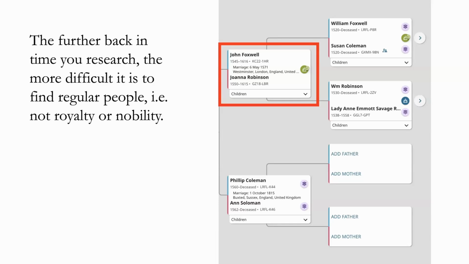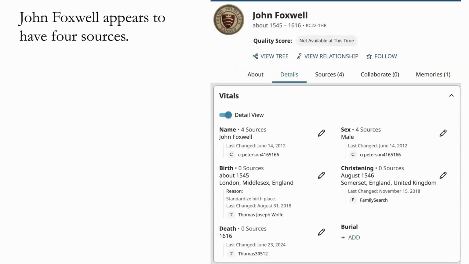how do you know that any of this is correct? How do you know that any of the dates or anything having to do with this particular entry are correct? Well, click on it, and then you come up with this. Here's what happens when you look at the sources. He appears to have 4 sources. That's not bad for somebody born in the 1500s. So let's see what we actually have here in the way of sources.